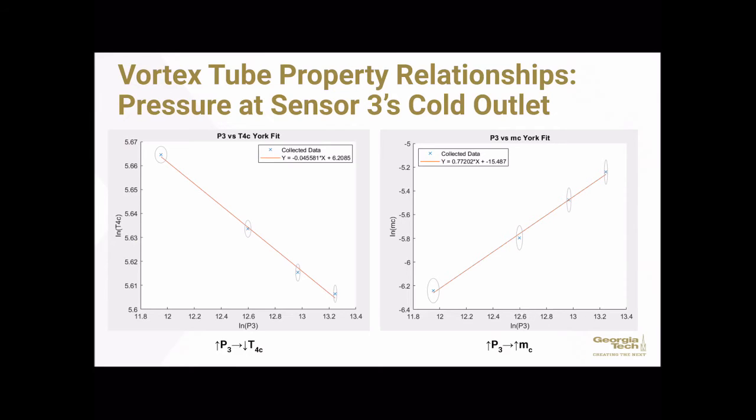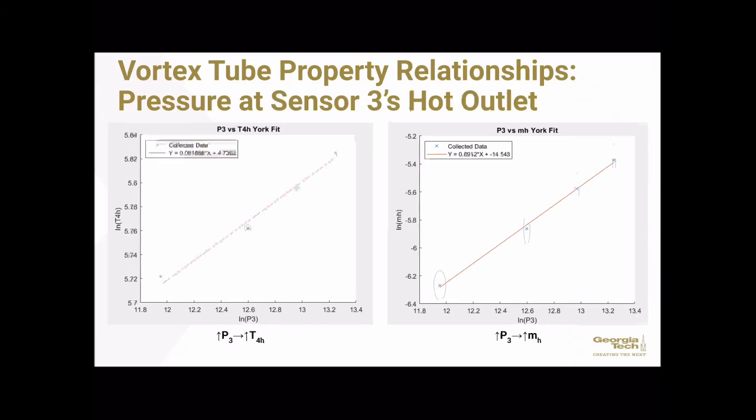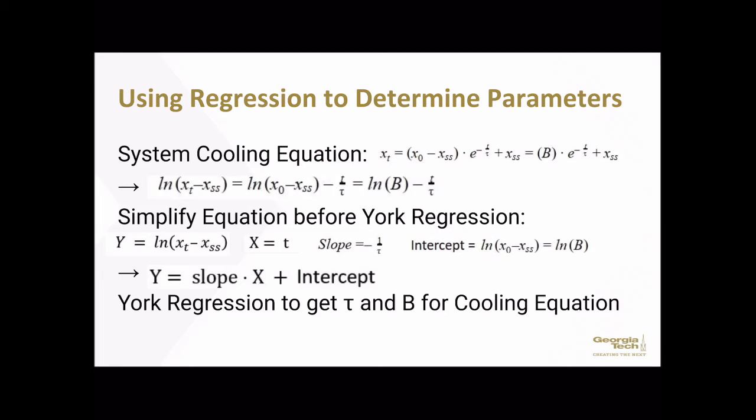Now, next slide, the hot temperature increases and the mass flow rate increases. We are given this system cooling equation and are told to find the parameters tau and B. X0 is the starting temperature, XSS is the steady state temperature, and X(t) is the temperature at time t. By taking the natural log of this, we can fit it using a York regression, and it becomes linear.